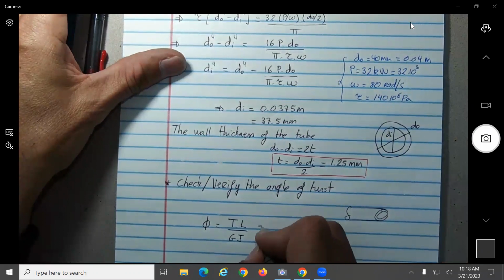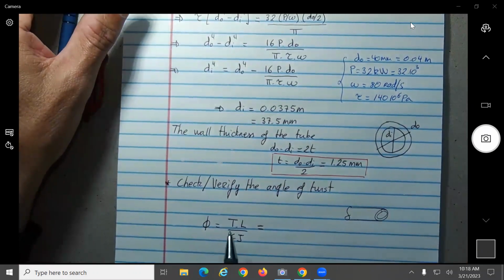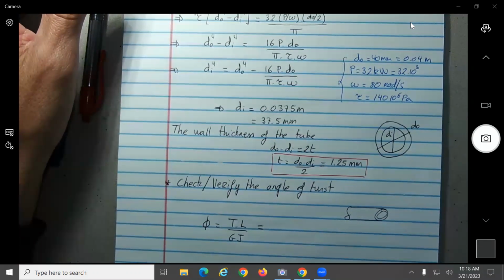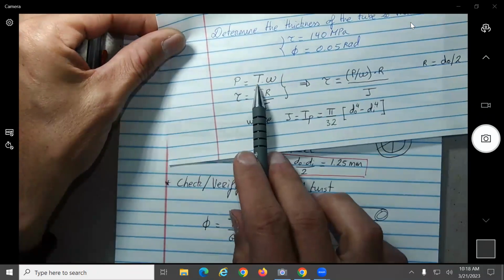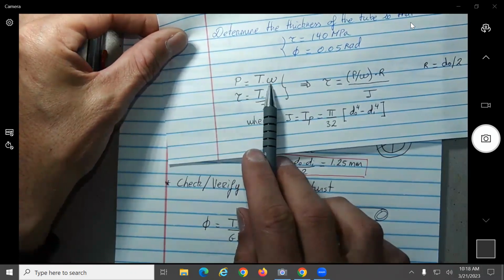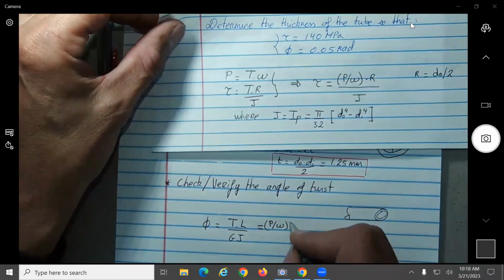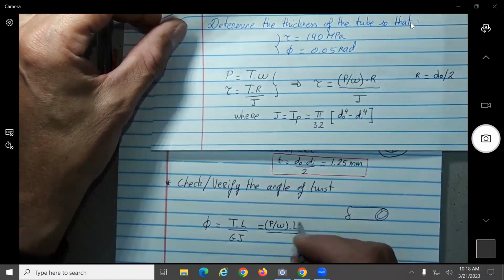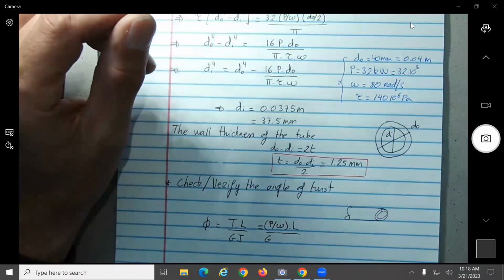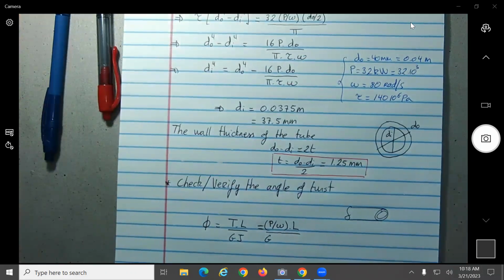All right, so over here we're going to do the reverse. Here we find T, using the equation we had over here. T will also be equal to power divided by angular velocity. So we could say this would be equal to P divided by angular velocity times L divided by G, which is the modulus of elasticity before torsion, times pi over 32, d outside to the 4th minus d inside to the 4th.